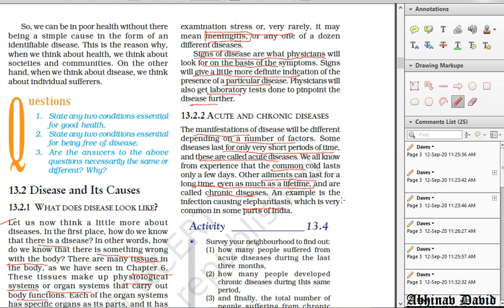So note down all these points, and in the next class we are going to start the next topic.